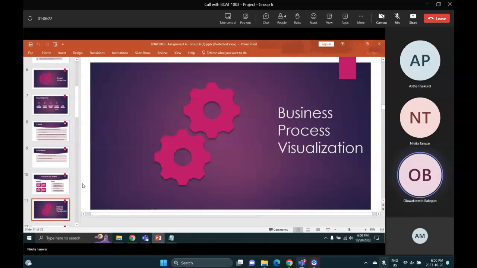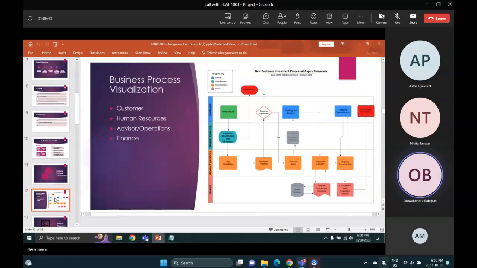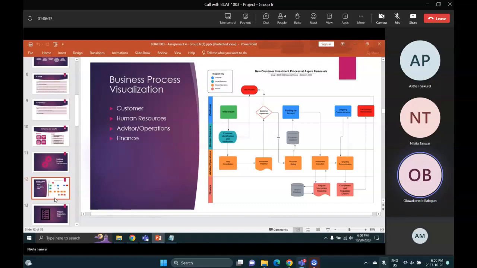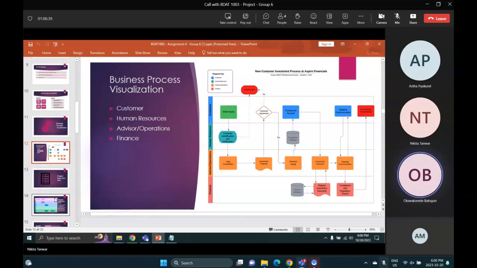All right, thank you for going through that, Nikita. So for our business process visualization, as an investment bank, Aspire Financials has many complex business processes. For this project, we will have to understand all the processes that have interaction with the on-premise database we'll be migrating data from. One such process is the new customer investment process.